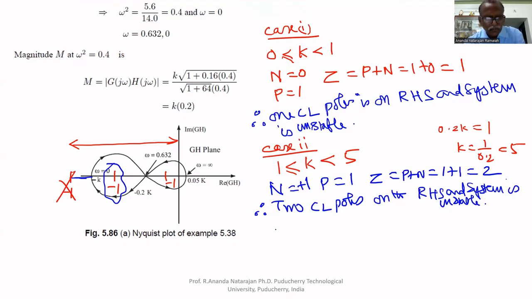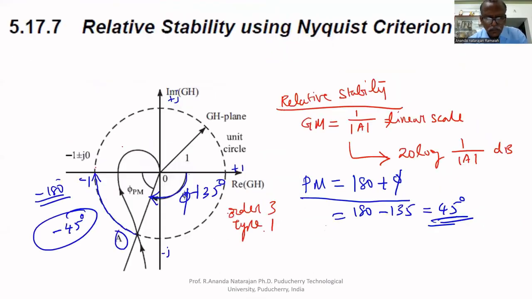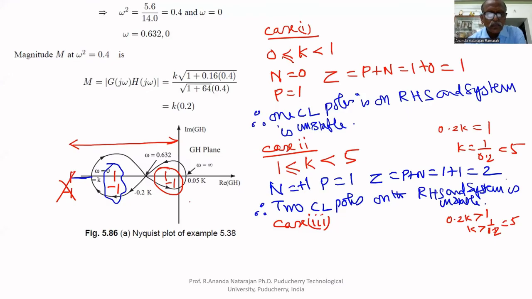Then case 3. What it says, if case 3 is, if minus 1 is here, means 0.2 K is greater than 1. That is K is greater than 1 by 0.2, that is equal to 5. Case 3 is minus 1 is between 0.2 K and origin.